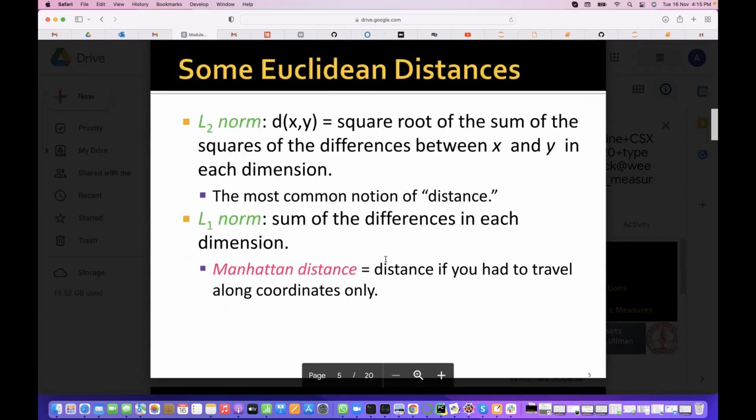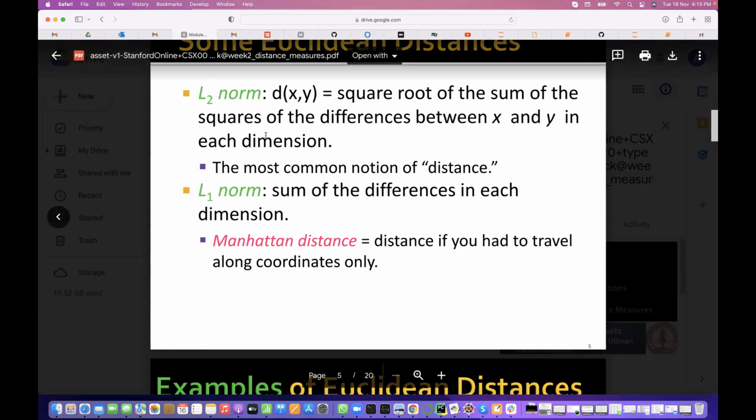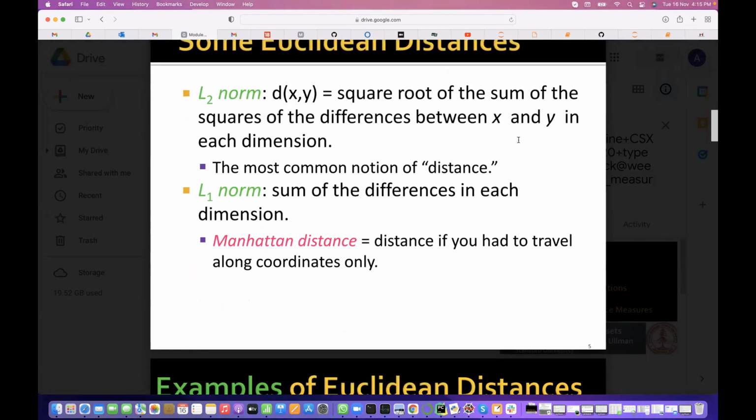Then L2 norm we have defined in data mining already. Square root of the sum of the squares of the differences between x and y in each dimension. So under the square root, in each dimension, what is their difference? Make square, sum, then take the square root. That is the L2 norm, the most common notion of distance.